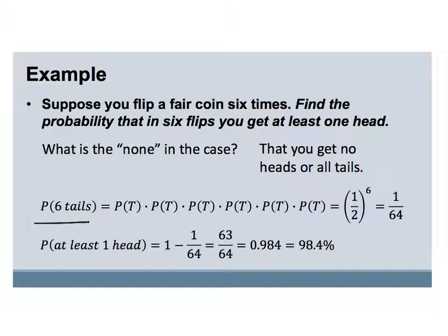Well, the probability of getting tails in any given time is 1/2. If I do 1/2 times itself 6 times, that's 1/2 raised to the 6th power, or 1/64. So then, to find the probability of at least one heads is 1 minus that 1/64, or 63/64. So instead of figuring out all the different ways to get one heads, I can just figure out the one time that I don't get heads.